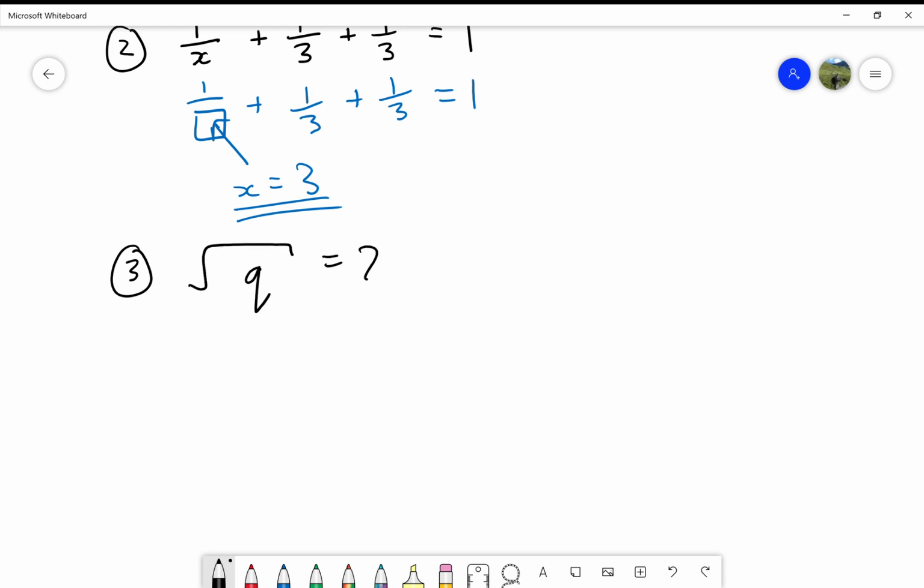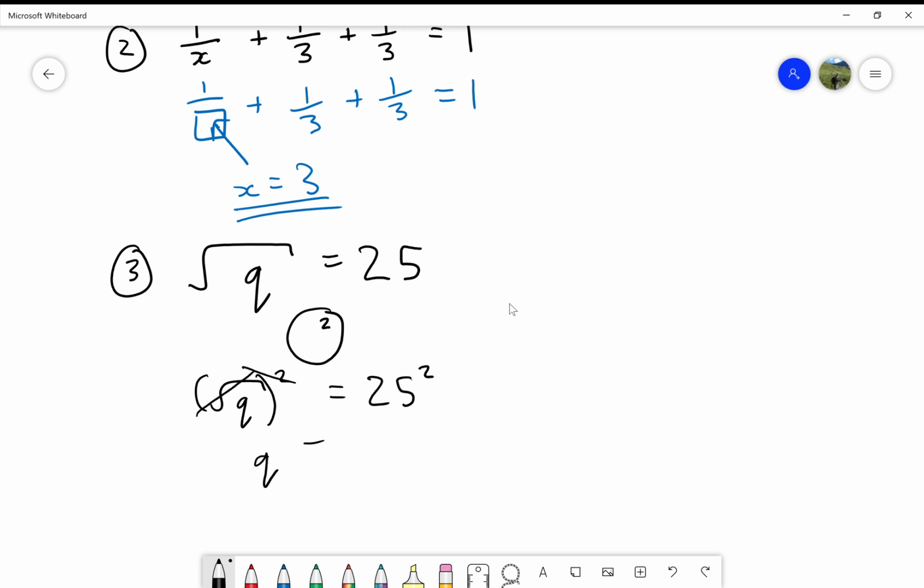Here we go. Pause the video to have a go in your own time, and then come back when you're ready. Well, the square root of something is 25. Right, well, the way I'm going to do this is I'm going to square both sides, which means that I get the square root of q squared equals 25 squared, and the square root and the squared cancel, so that just means that q equals 25 squared. So I'm going to have to work that out now. Oh no, this is horrible.